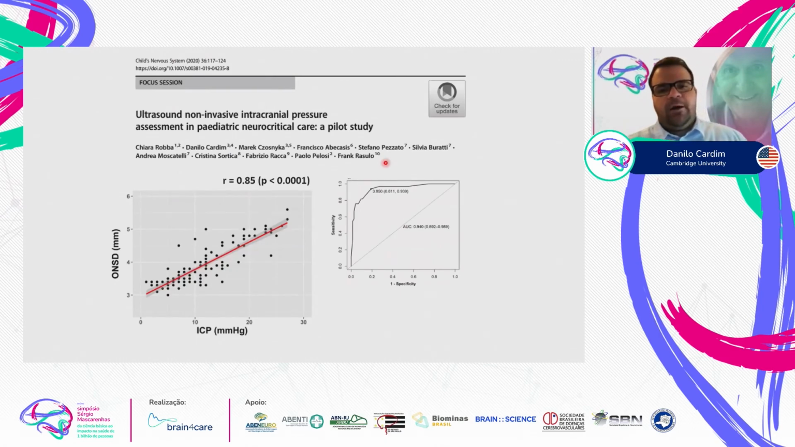And then we also had the opportunity during this time to perform a pilot study in pediatric patients that had concurrent measurement of invasive intracranial pressure and optic nerve sheath diameter. With this pediatric population, we also observed a very high correlation between these 2 measurements. The only difference here is that the identification of intracranial hypertension is given by a lower threshold, due to the anatomical differences between adult patients and pediatric patients.